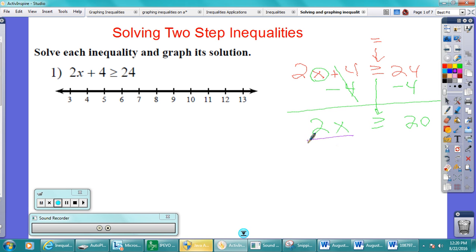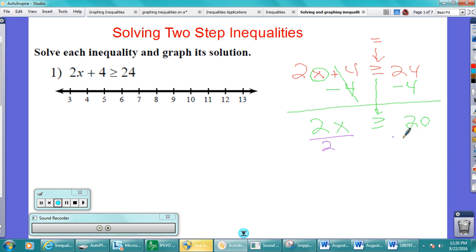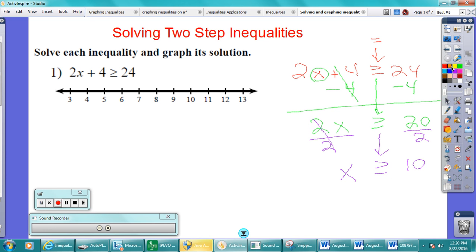Here, now, I'm going to divide by 2 since we're multiplying. Keep balance on the other side, divide by 2. The 2's cancel. I have x. 20 divided by 2 is 10. Bring down the inequality sign. So now, I have an answer. I have x is greater than or equal to 10.